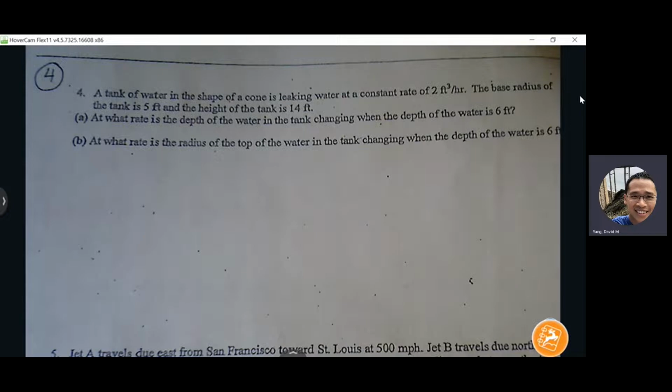Okay, so anybody still need to look at this problem, number 2? Okay, go ahead and draw your diagram.